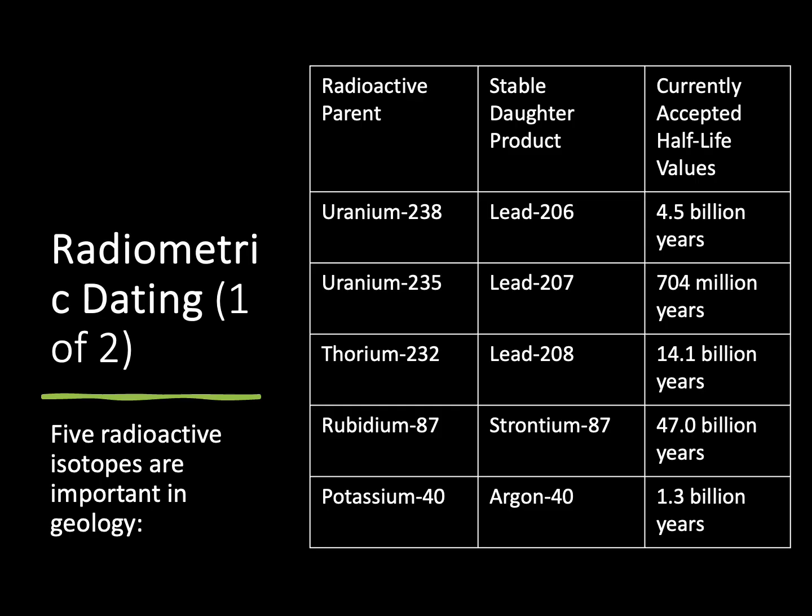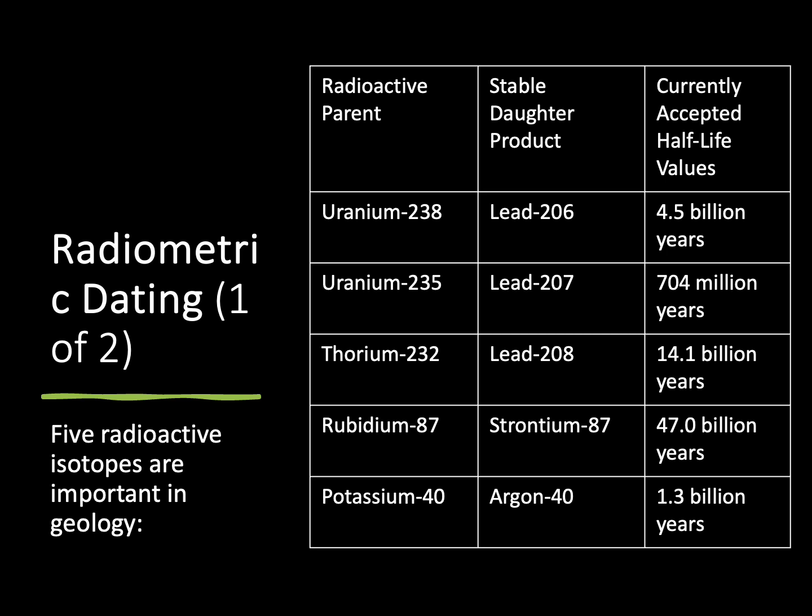So overall, there are hundreds of different radioactive isotopes. But in geology, there are 5 really important ones. 2 of these are uranium, which we can use for nuclear power. We also have thorium, rubidium, and potassium.